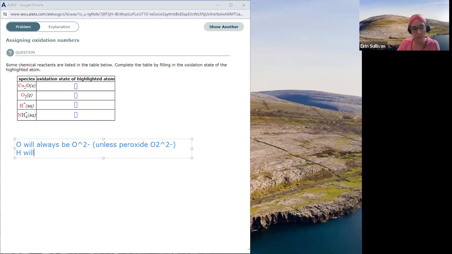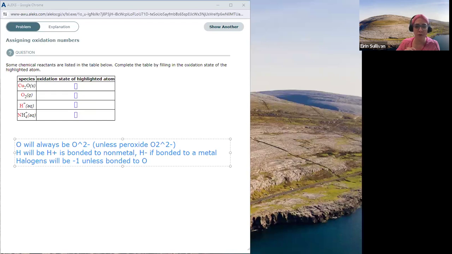H will be H plus if bonded to a non-metal. An H minus for a hydride if bonded to a metal. Our lovely halogens, fluorine, chlorine, bromine, iodine, are usually going to be -1 unless bonded to oxygen. If you got halogens bonded to oxygen, like say perchloric acid or something, you would treat the halogen like it's a transition metal or something and leave the charge assignment for that halogen until last, because in a battle with oxygen, oxygen's always going to win in terms of the oxidation number.